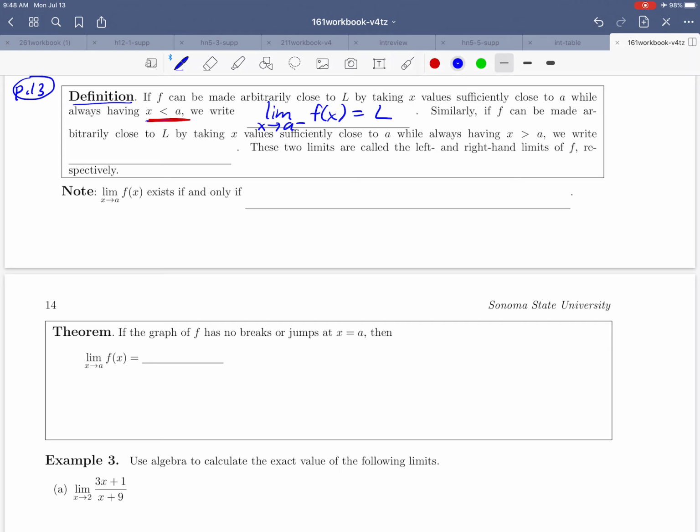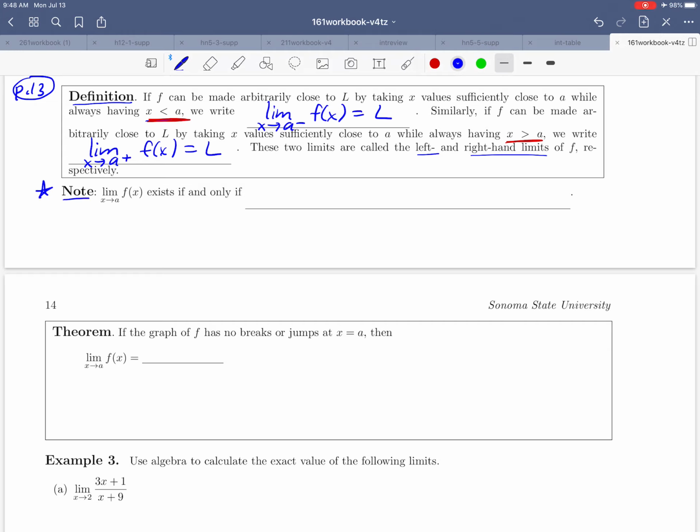Okay, and then we have an analogous definition if we're worried about the limit just from the right-hand side, where x values are bigger than a. In that situation, we'll write, as we did in example 1 above, the limit as x goes to a from the right of f of x equals L. Just notation to describe this concept. Okay, and again, these two limits are called the left and the right-hand limits, same terminology that we used in example 1.